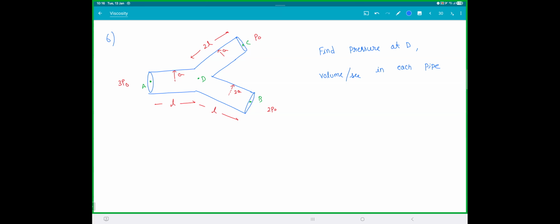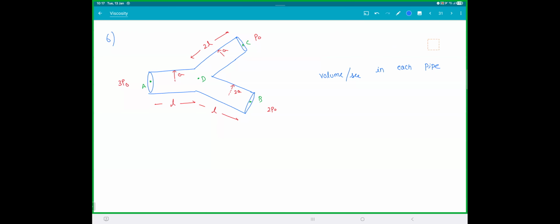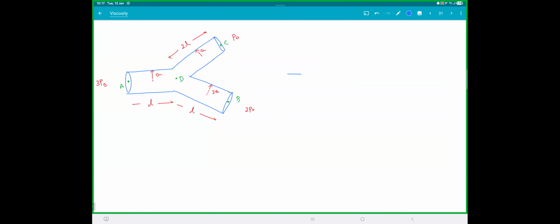Let's see. 23 p naught by 11. I don't know the answer. Could be, right? So let's convert this into resistors. So this is one resistor, this is one, and this is one. So for convenience, let me call R equal to 8 eta L by pi a power 4. This was point A, this was point D, this was point C, and this was point B.